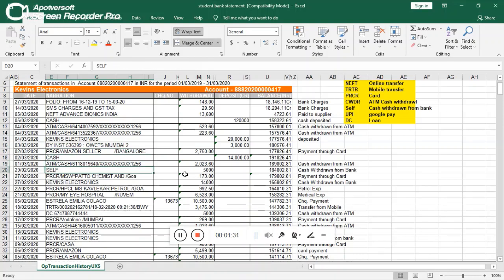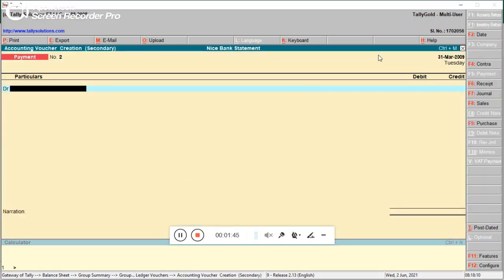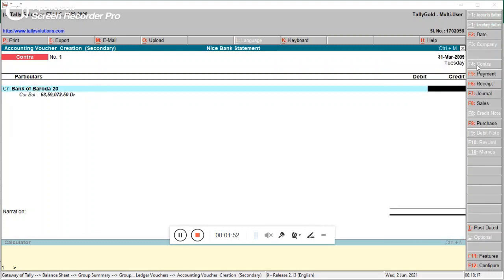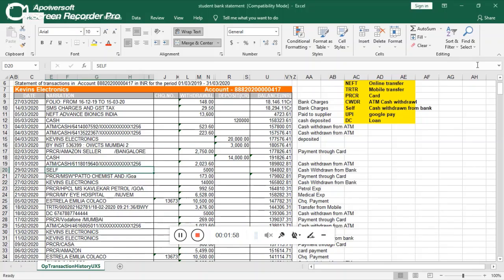So this is also ATM withdrawal. Now wherever you can see the self or a party name, party means our company name, for example, Kevin's Electronics here. So it's a withdrawal from the bank. Okay, the cash is withdrawn from the bank. So this entry I'll pass in contra. Cash is withdrawn from the bank. So Bank of Baroda credit, because the money is going from the bank, 5,000, and debited will be what? Cash. Okay, so remember that.